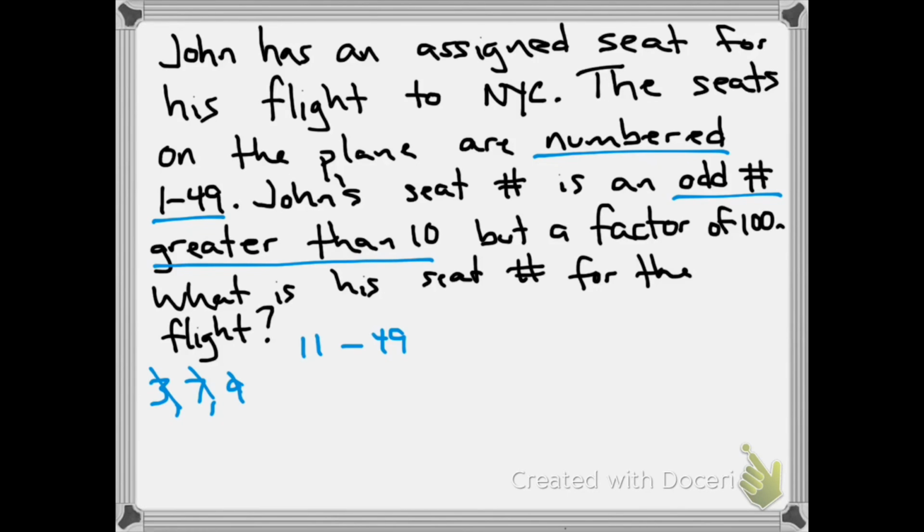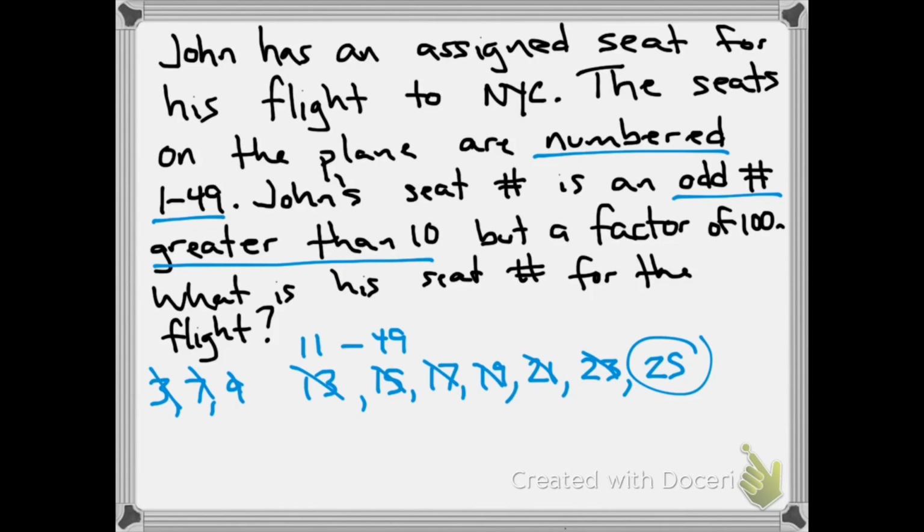So let's go down the list. 13, can't multiply that by something to get 100. 15, nope. 17, can't multiply that. 19, nope. 21, can't multiply that by anything. 23, nope. 25, 25 times 4 could get us 100. So that's our answer right there, 25. Great example of a real life situation using prime factorization.